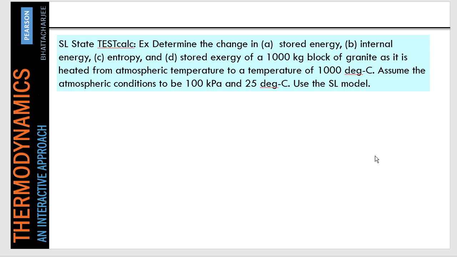This problem asks to find the change in different values of a 1,000 kilogram granite block when it's heated from 25 degrees Celsius to 1,000 degrees Celsius. Since it's a solid and no phase changes are expected, the SL model is the best choice.